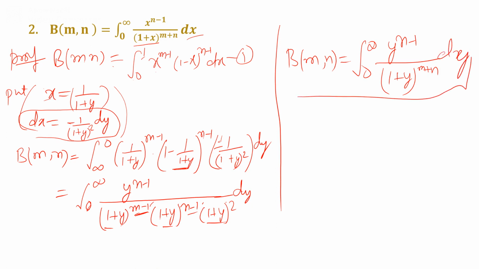So as you see, we proved that property: beta(m, n) is equal to the integral from 0 to infinity of, with the variable y, y raised to the power n minus 1 upon (1 plus y) raised to the power m plus n dy.